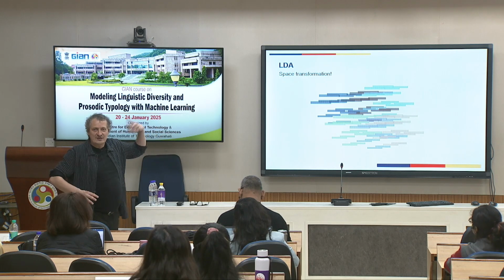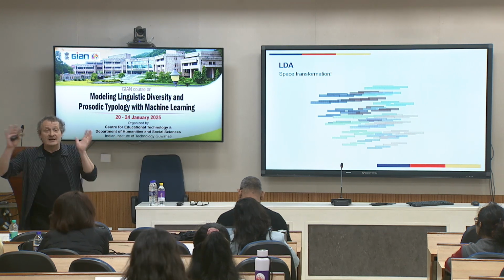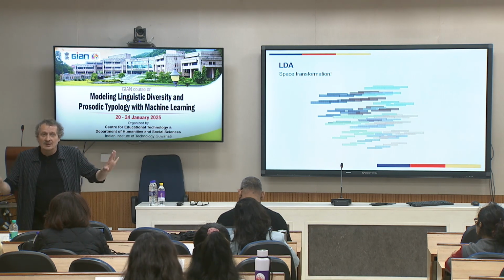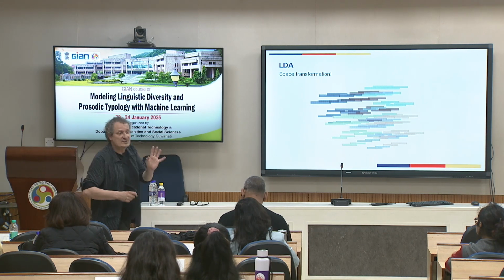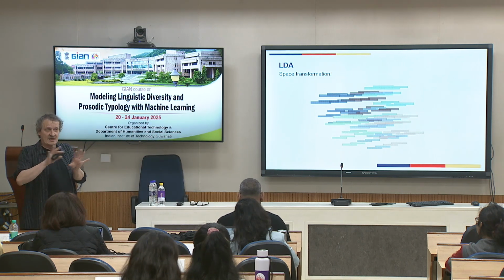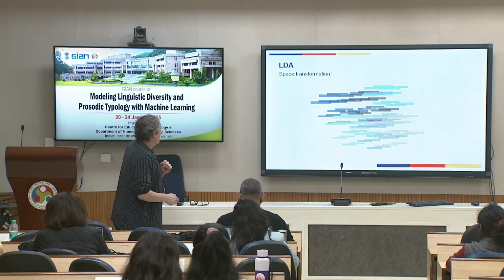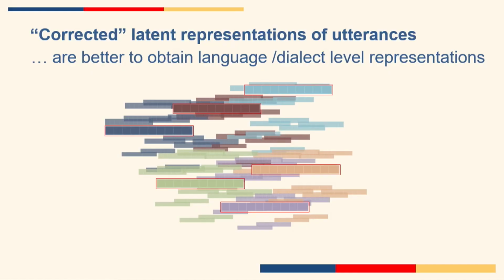We do this before we do the calculation of the means. We do this transformation on the utterances. We put the utterances sort of closer together and further apart. Again, in the afternoon, we will be able to see how these things are done. And then we calculate the means.